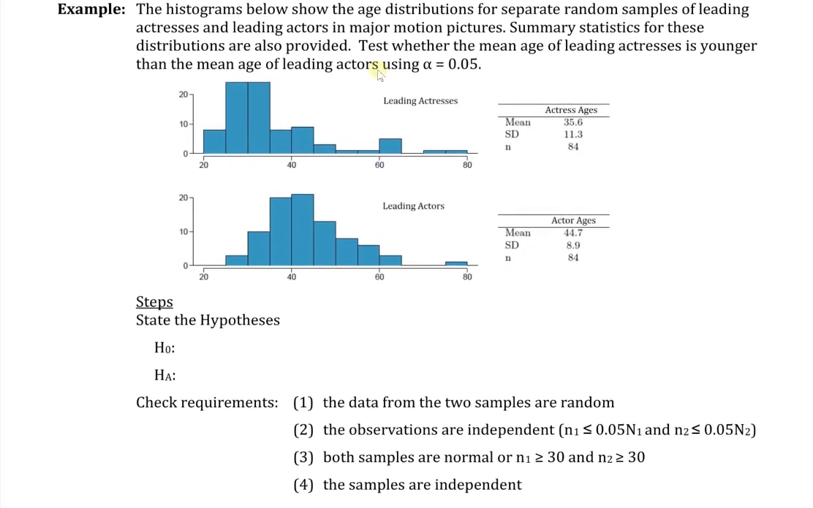The histograms below show the age distributions for separate random samples of leading actresses and leading actors in major motion pictures. Summary statistics for these distributions are also provided. We would like to test whether the mean age of leading actresses is younger than the mean age of leading actors using a 0.05 significance level.